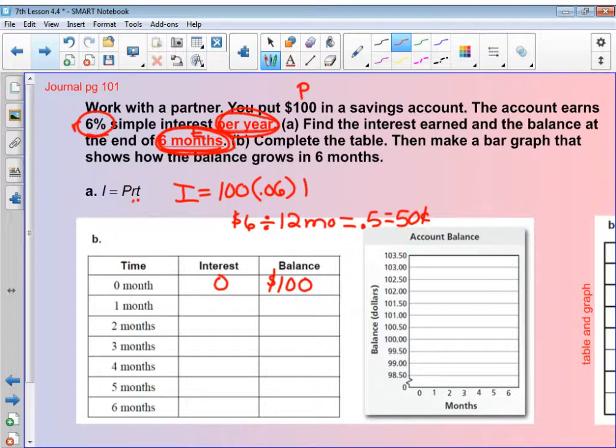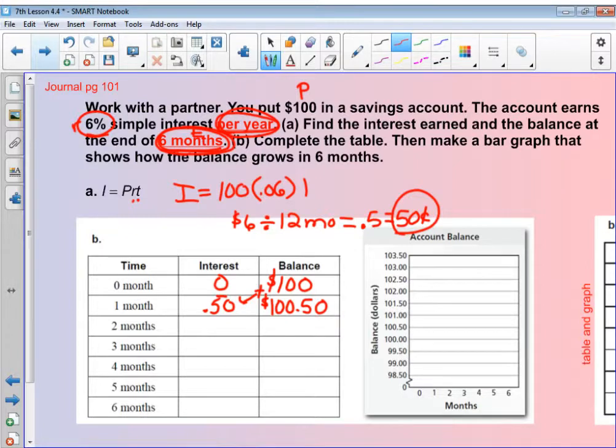At month 1, it's now been in for a month, I'm going to get 50 cents added on to that. So my interest would be 50 cents or 0.50. My balance is the 100 plus my 50 cents, so $100 and 50 cents. Okay, so at month 2, now how much interest do I have? Well, you're going to continue to add 50 cents, but I don't want you to put 50 cents here. You're going to add another 50 cents. Okay, so now I've earned $1.